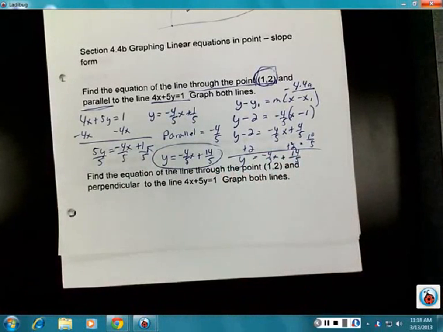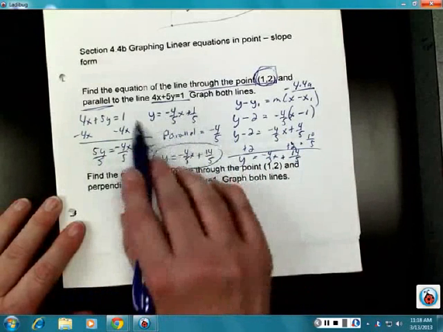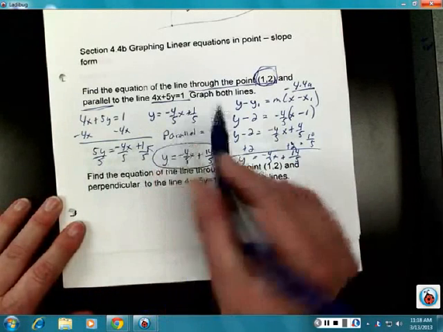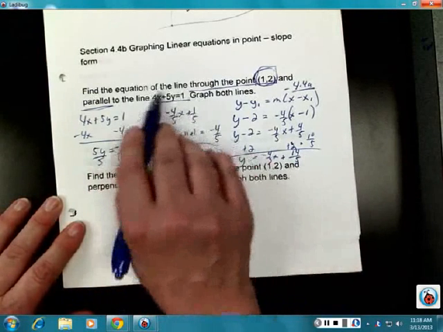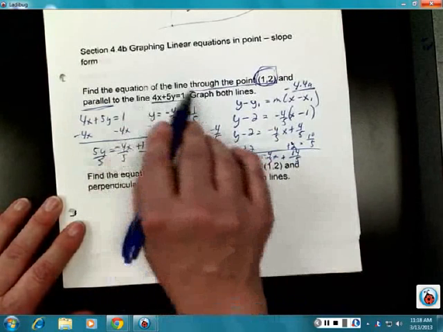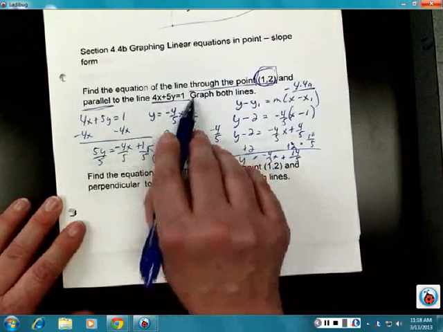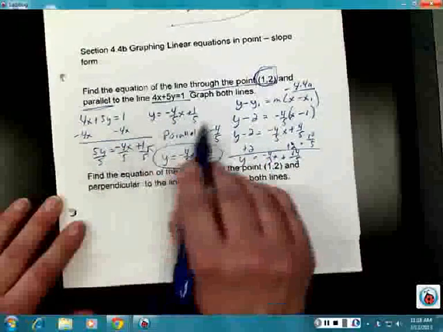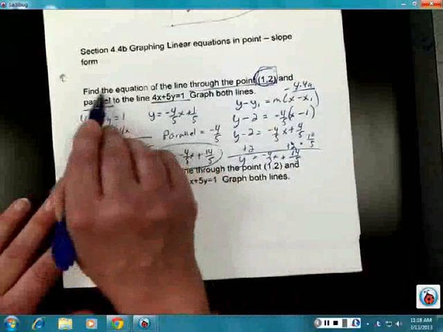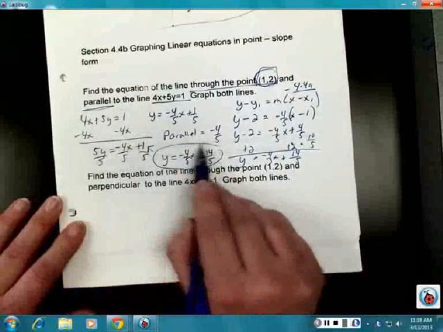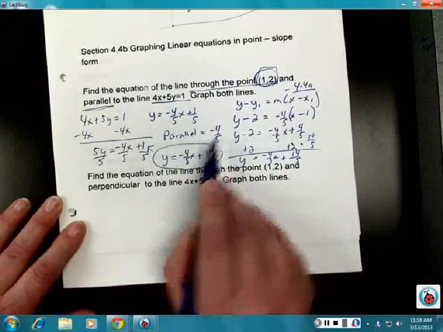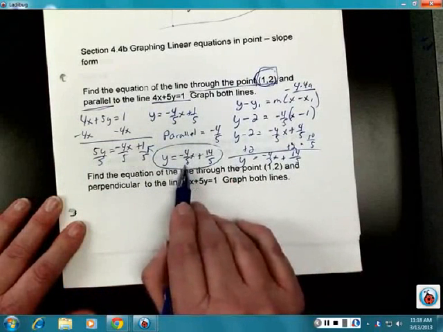Now, what? Question? I think I got it. The first one would be y equals the negative 4/5. I took this line right here, this line that I just solved for y, and I've got my equation, but because it asked me for parallel, I need the exact same slope. So I get my slope the same.